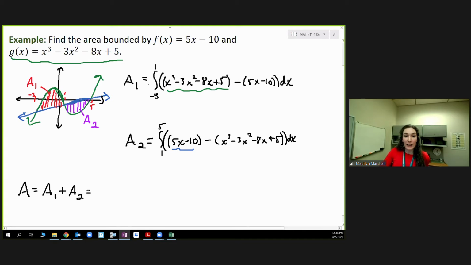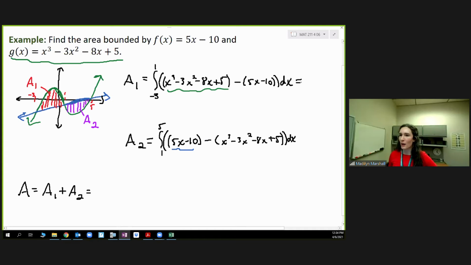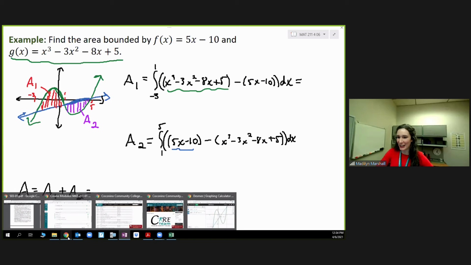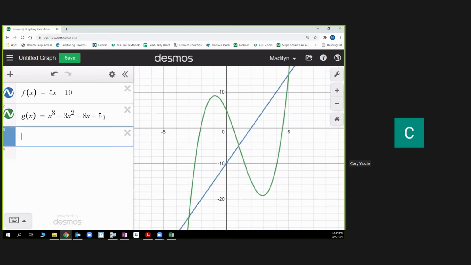So we can either calculate each of these separately, or you can put this all in one big line in the calculator, but in that case, we would still have two separate integrals. So I would rather do them separately. I got the same answer for both. And that is entirely possible. So let's check to make sure. So A1. Yeah, I got negative 104 and 104.